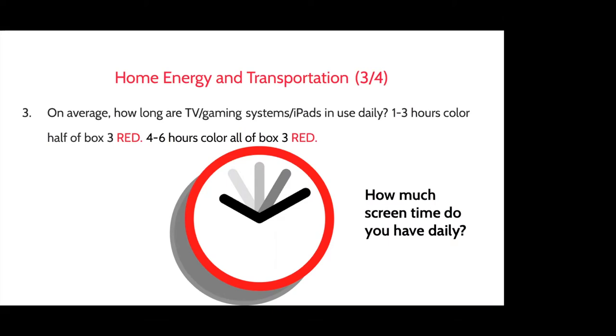You can think about it during the times we're in right now, or you can think about it on an average day before the pandemic altered a lot of our daily activity. Whichever way you want to go for it, that works. But typically, if you don't have a lot of screen time, maybe 1 to 3 hours a day, maybe a little bit before school, a little bit after school, color half of box three red.